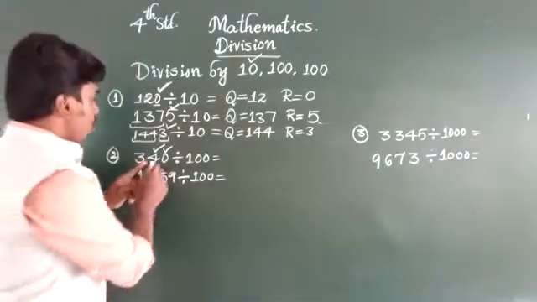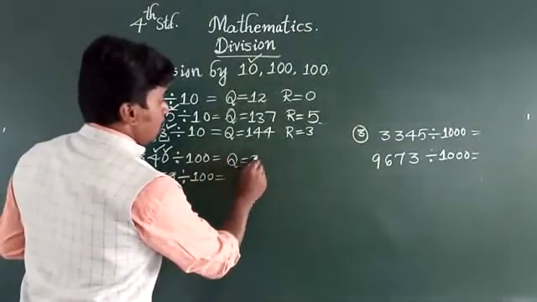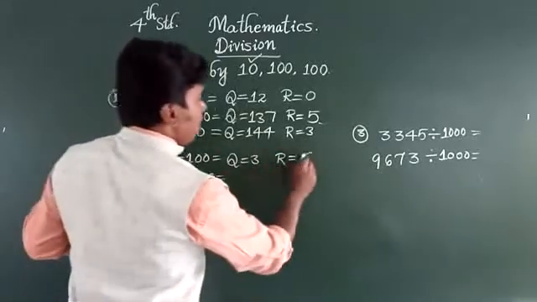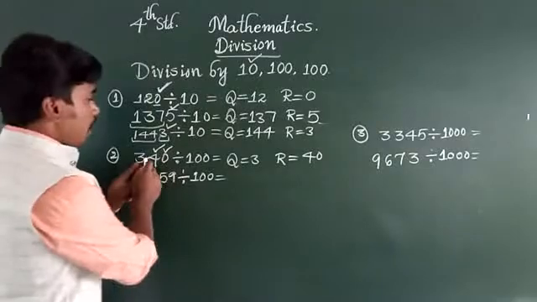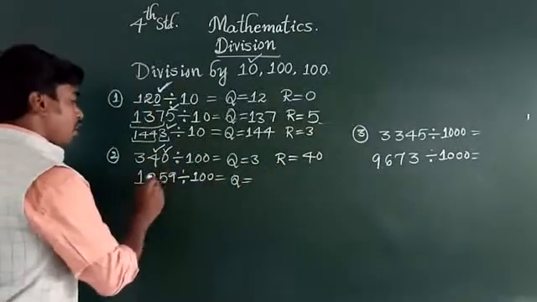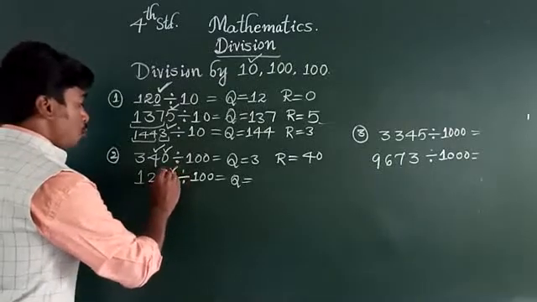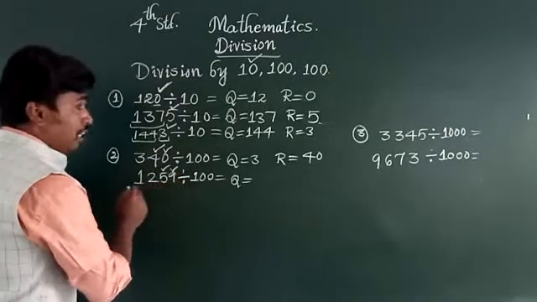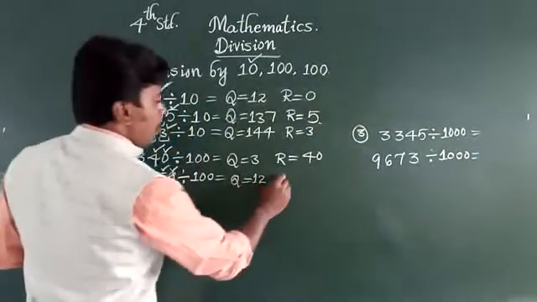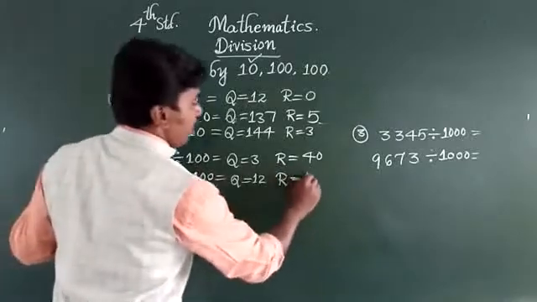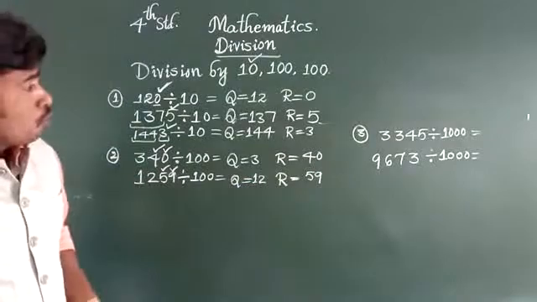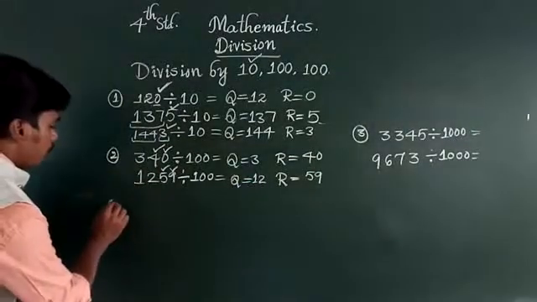Here the quotient is 3 and the remainder is 40. Here also, there are 4 digits, so the last 2 places are the remainder, and the remaining places are the quotient itself: 12, and the remainder is 59. Dear children, here I could take those numbers also.